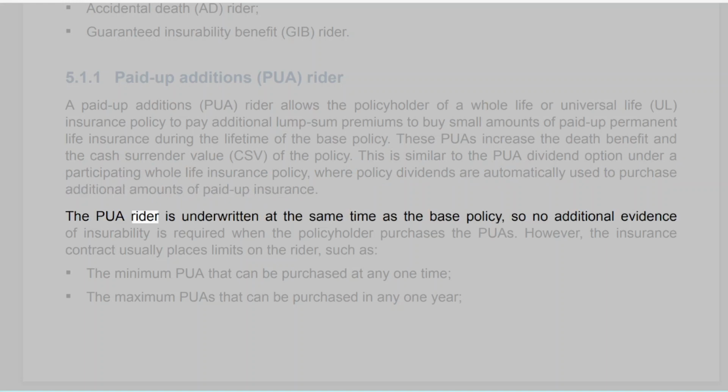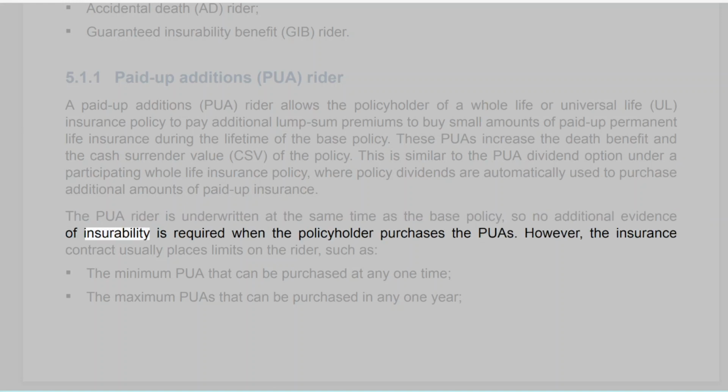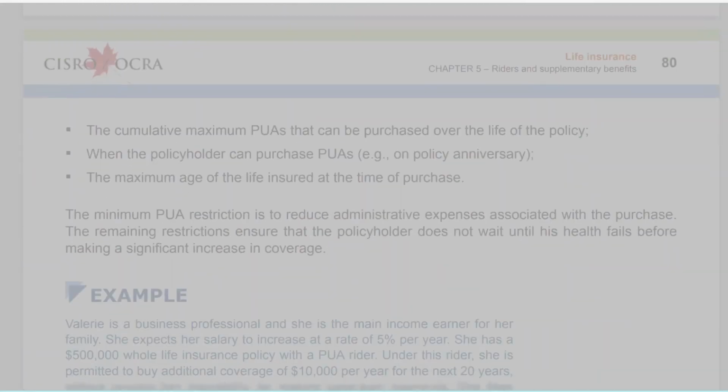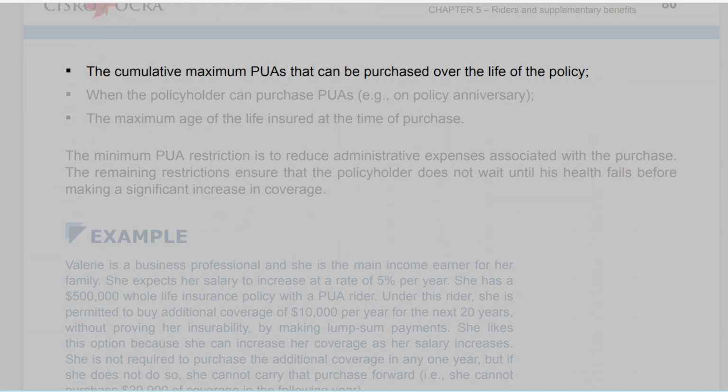The PUA rider is underwritten at the same time as the base policy, so no additional evidence of insurability is required when the policyholder purchases the PUAs. However, the insurance contract usually places limits on the rider, such as the minimum PUA that can be purchased at any one time, the maximum PUAs that can be purchased in any 1 year, and the cumulative maximum PUAs that can be purchased over the life of the policy.